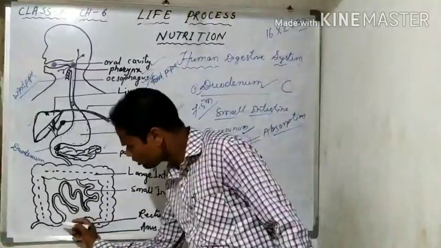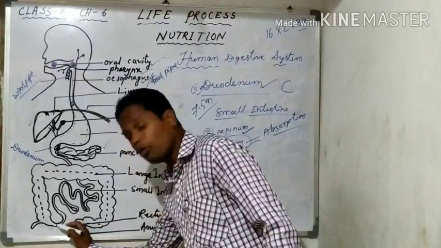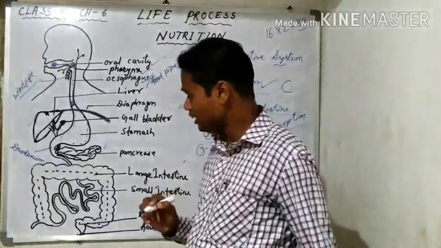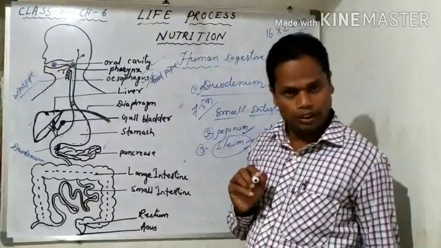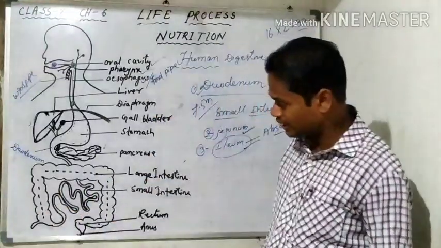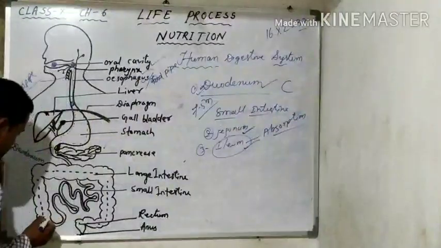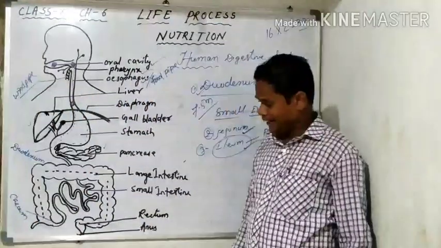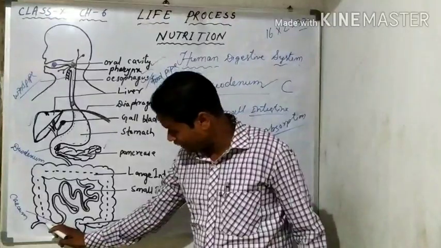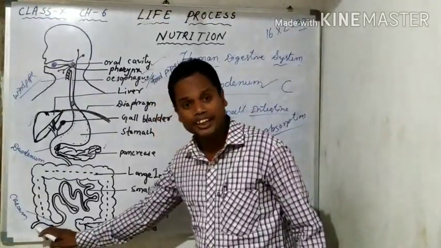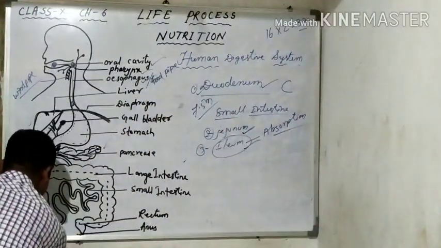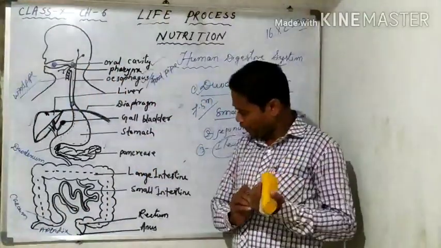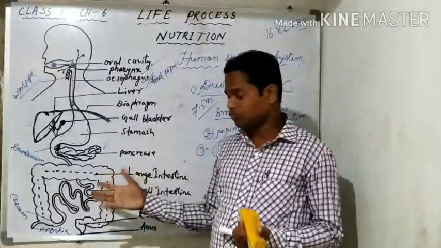At last, the small intestine opens into the large intestine. The place where the small intestine joins the large intestine is called the cecum, C-A-E-C-U-M. And there, you will find one finger-like structure called the appendix. In higher classes, you will study this further.